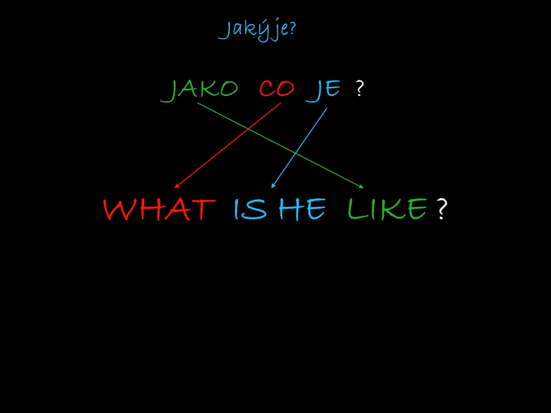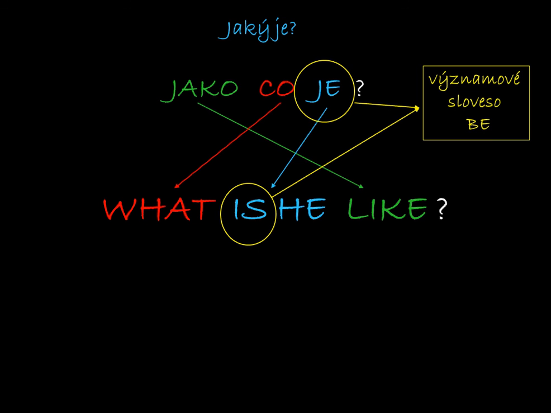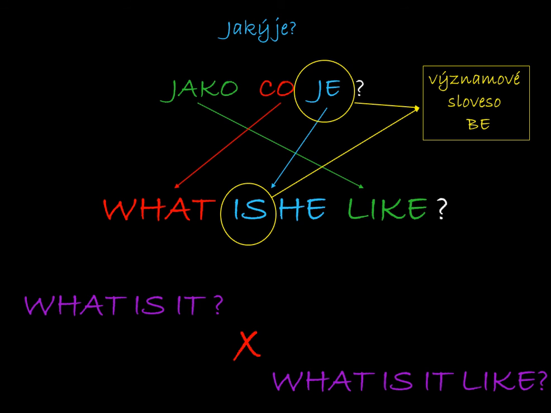Now I want you to compare these two sentences: What is it versus what is it like? Think about this difference, write it down, and we will check your answers in our lesson. Now, we already know what these sentences mean, how to create them, and what we want to know. What we haven't talked about yet is how to answer.